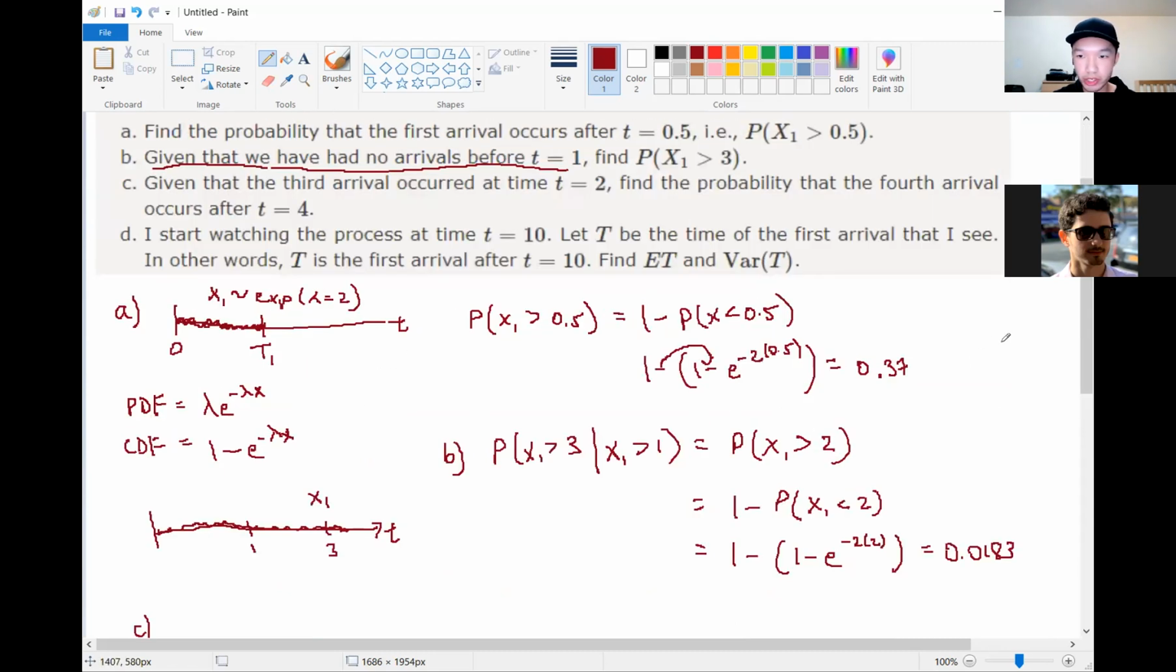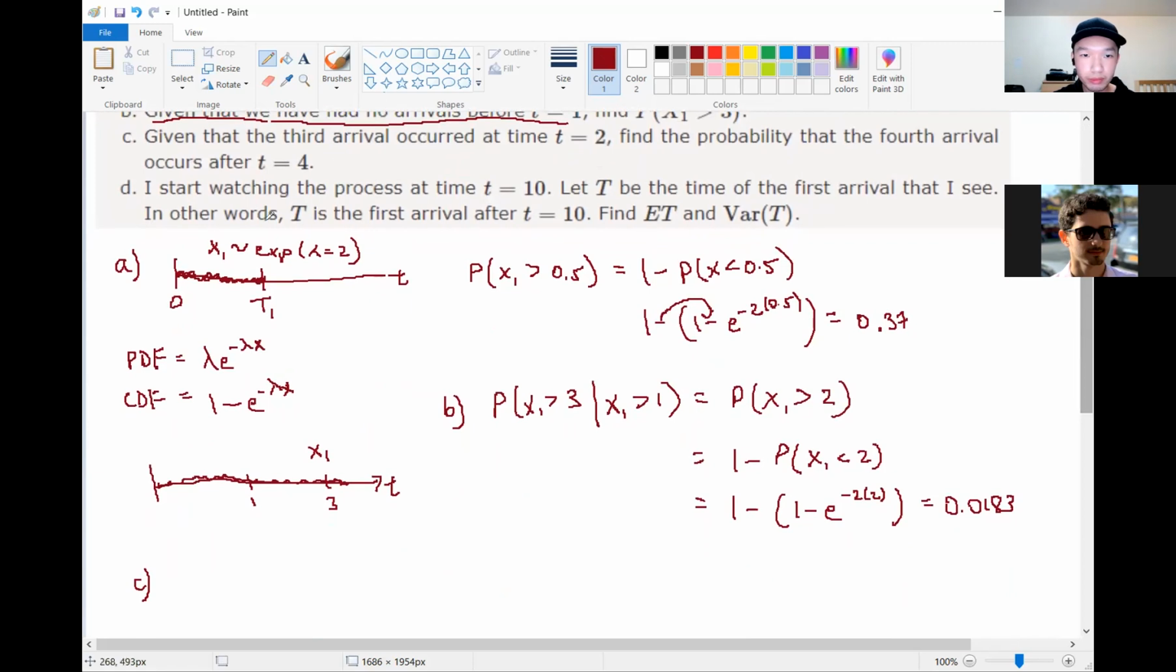Let's write this in notation here. Find the probability that the fourth arrival occurs after t equals 4. So on our number line, t equals 3 is here, and then t equals 4 is here. Wait, no, they wanted 2. t equals 2, t equals 4. So they want the third arrival and the fourth arrival to be between 2 and 4.